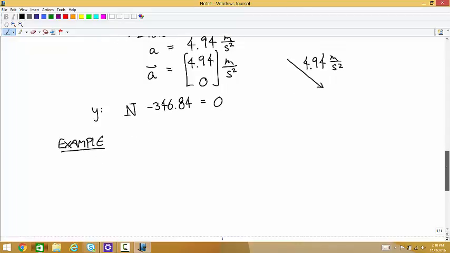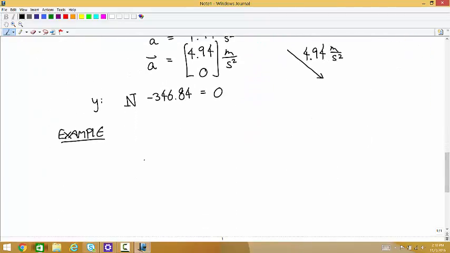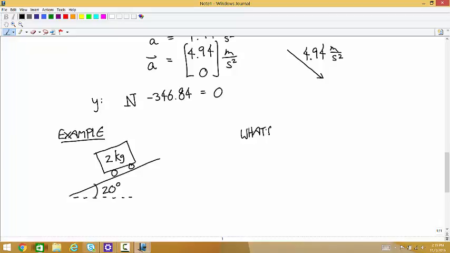Let me do one other one. So this time, the ramp is going to face this way. Let's say this angle is 20 degrees, and the mass of this cart is 2 kilograms. There's no other external forces applied, and we want to know what's the acceleration vector.